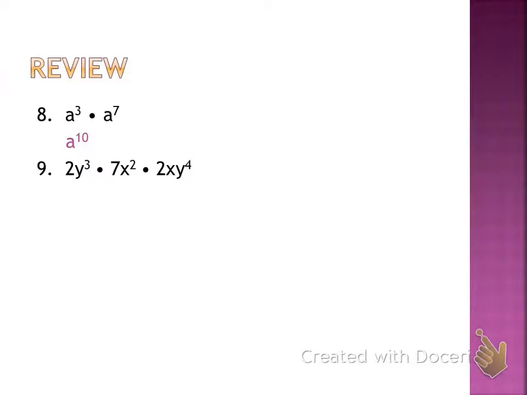Same idea, just some more variables. What do I do with the coefficients? Multiply them. What's 2 times 7 times 2? 28. Good. So I have 28, and then x to the third, because I have 2 and 1. Good. And y to the 7th, because I have 3 and 4. Very good.